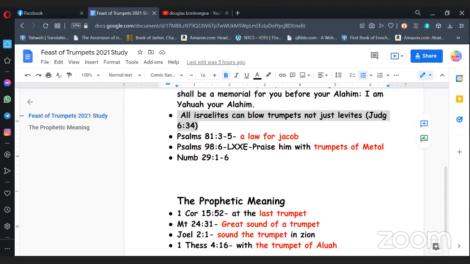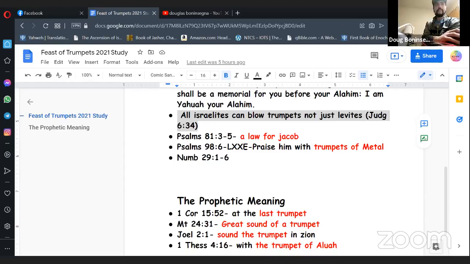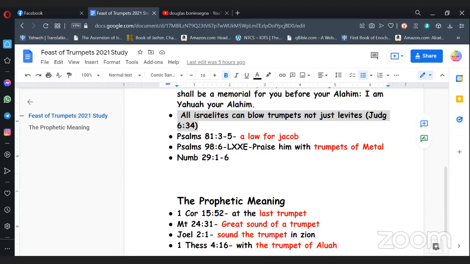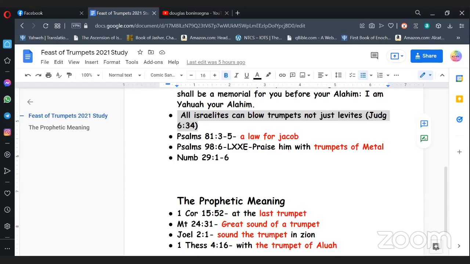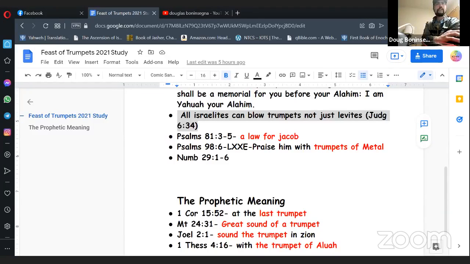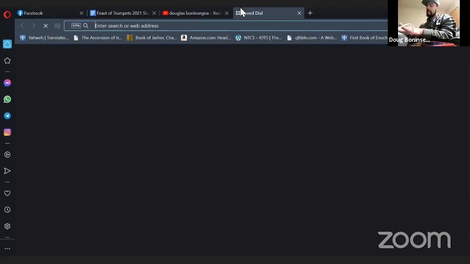Okay, so let me see if I can find the exact verse I'm looking for. It's in Judges 6. Let's see here. See if I can find where it talks about him blowing the trumpet here. City of Joas, your neighbor. All right, let's see here. I don't know why, for some reason, I always make a mistake with one of these. Let me see here. Gideon was.